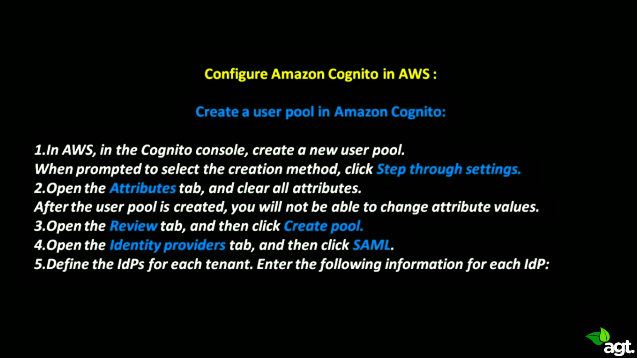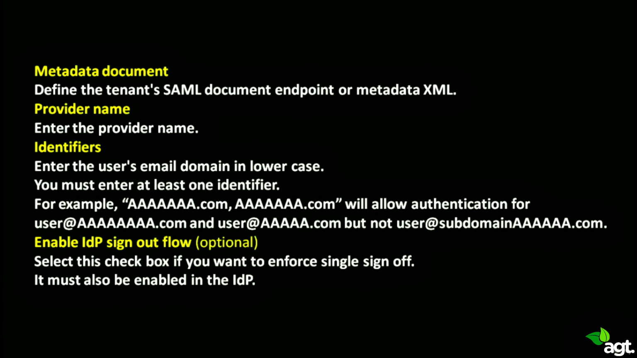Open the review tab and click create pool, then open the identity providers tab and click SAML, and define the IDPs for each tenant. Enter the following information for each IDP: the metadata document, which defines the tenant's SAML document endpoint or metadata XML; the provider name; and the identifiers, where you enter the user's email domain in lowercase. You must enter at least one identifier. For example, yourwebsite.com will allow authentication for user@yourwebsite.com, but not user@subdomain.yourwebsite.com.